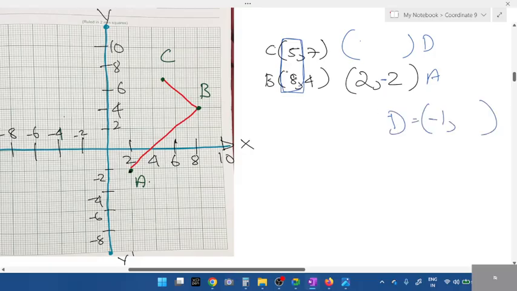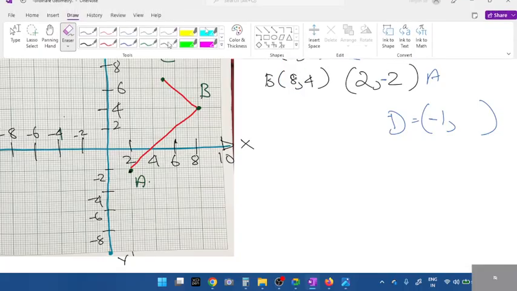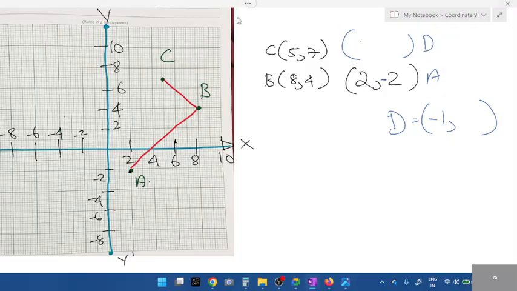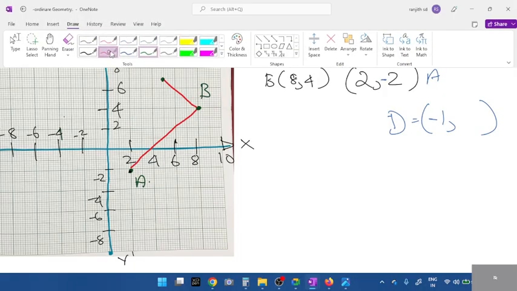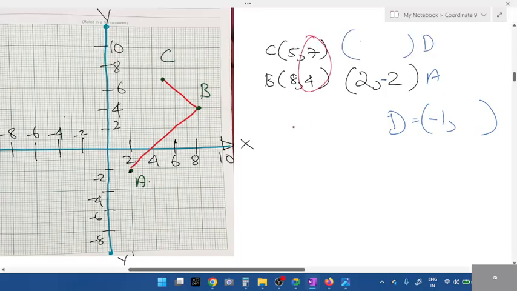Next, Y axis. Tell me for the Y axis. Compare B and C. For B and C, what is the Y axis? What is the difference? 4 minus 7 is equal to 3 or minus 3. So which one am I taking first? B first. B minus C is equal to minus 3.